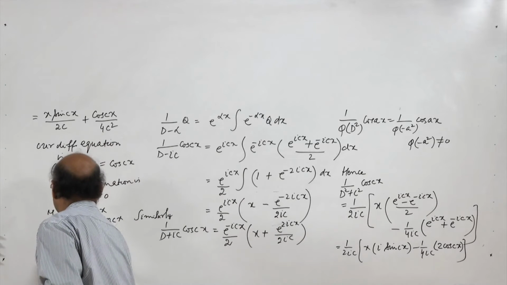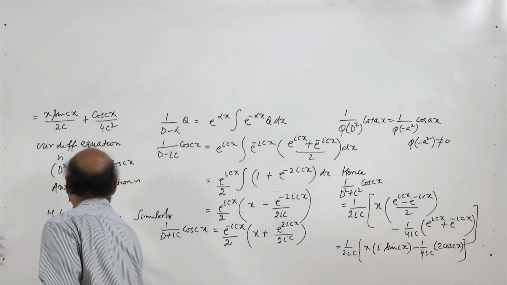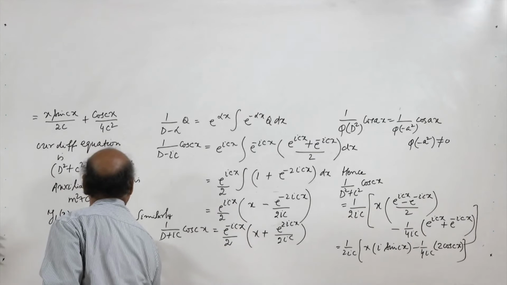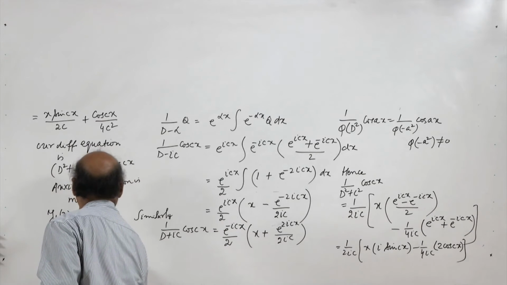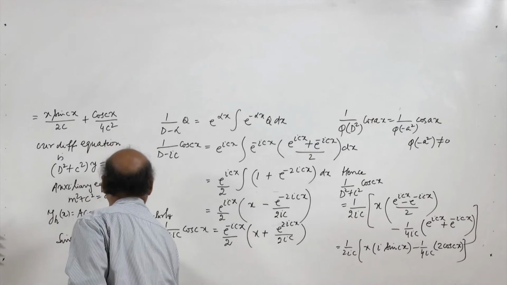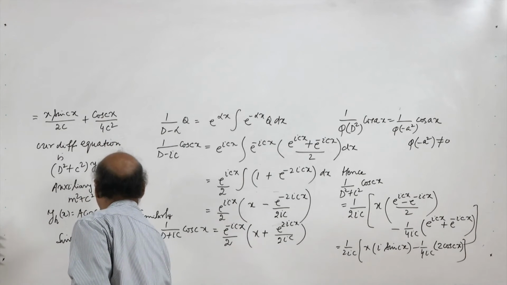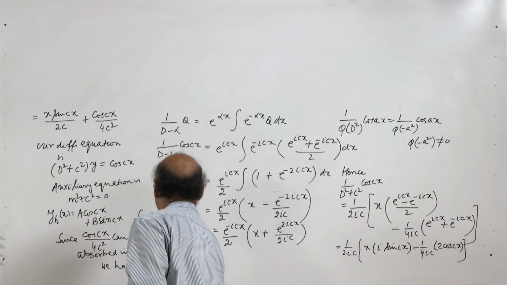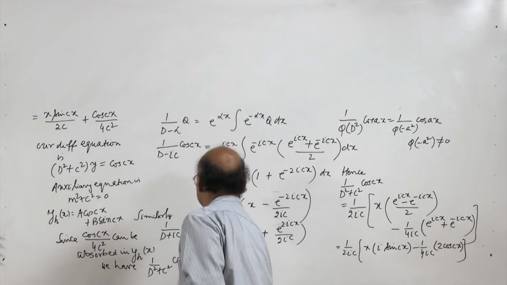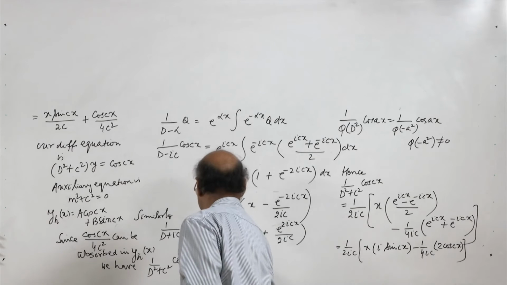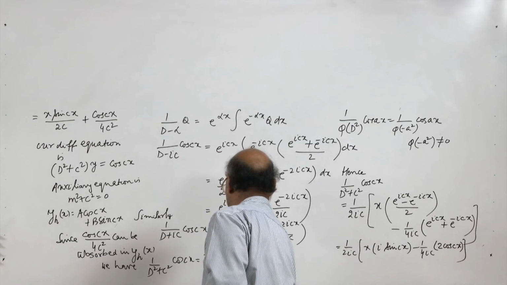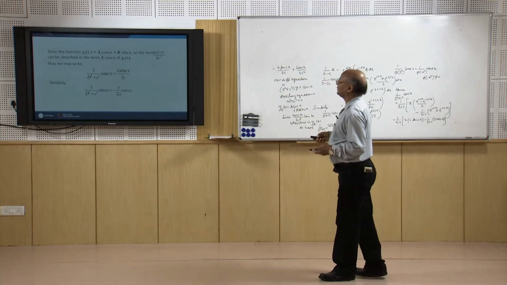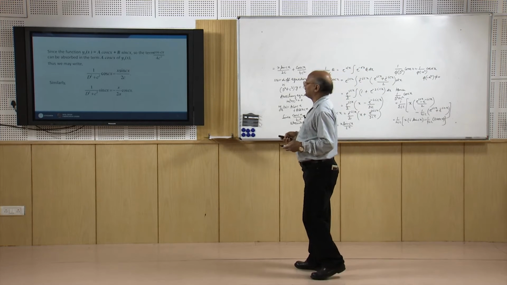So we say that since cos cx over 4c squared can be absorbed in y_h(x), we have 1 over D squared plus c squared cos cx equal to x sin cx by 2c. And similarly, we can show 1 over D squared plus c squared sin cx equal to minus x by 2c cos cx.